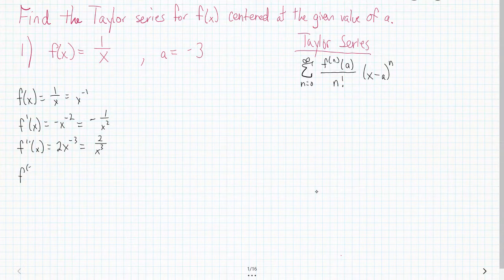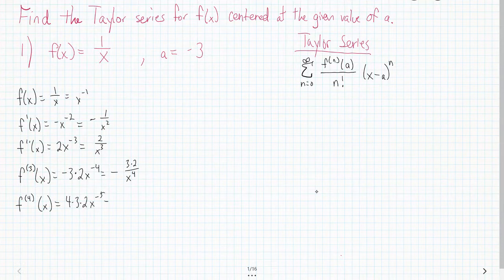If we take our third derivative, we'd get negative 3 times 2 times x to the negative 4, which equals negative, and I'll write it as 3 times 2 all over x to the 4th. And we can do our fourth derivative. Notice that would become positive, so we get 4 times 3 times 2 times x to the negative 5th, and then this equals 4 times 3 times 2 all over x to the 5th.